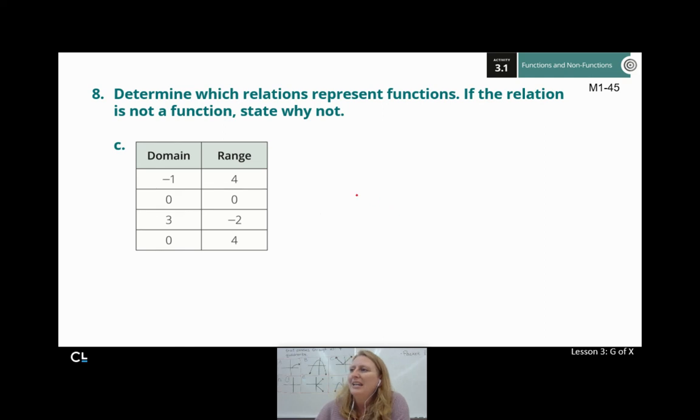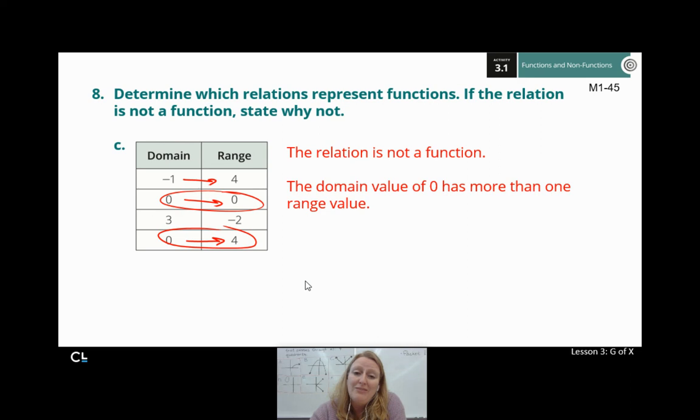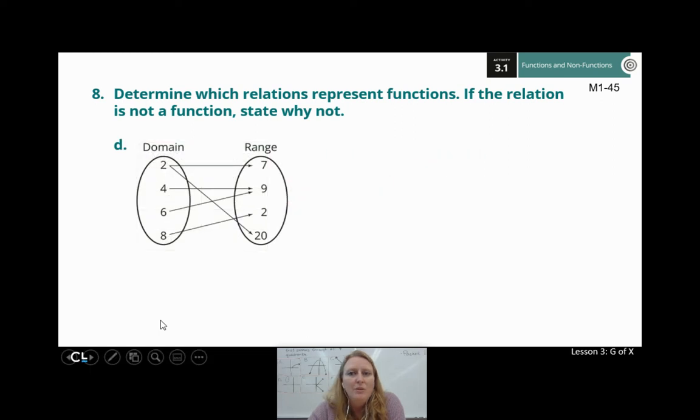What about this one? So I like to kind of be like, all right, if I plug in a -1, I get 4. If I plug in a 0, I get, wait. If I plug in a 0, I could get 0. Or if I plug in a 0, I could get 4. What? I could get 2 different answers if I input a 0? This is not a function. The domain value of 0 has more than one range value. You got a little greedy. It's rough.